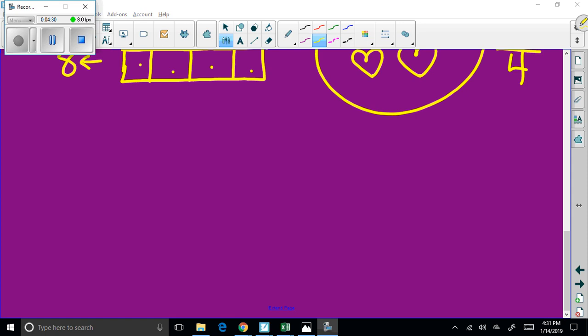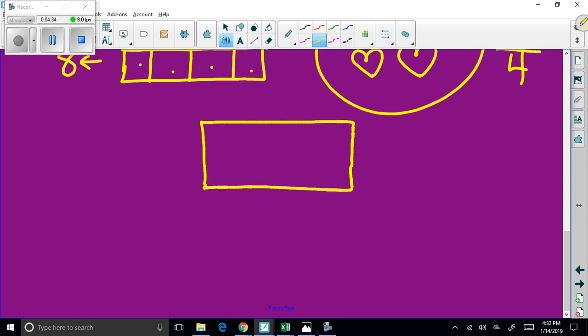And one last idea I want to get across. Here's my whole object, and I have just one piece here drawn in, and one is shaded. I ask you, does this shaded piece represent 1/4 of the entire object, of the entire rectangle in shape? Now, many of you would be tempted to say no, because there's not 4 pieces.